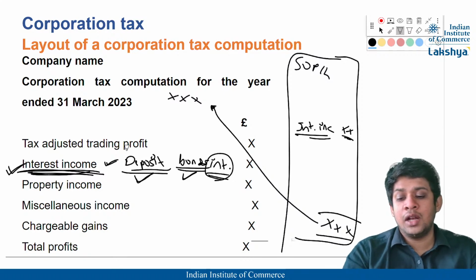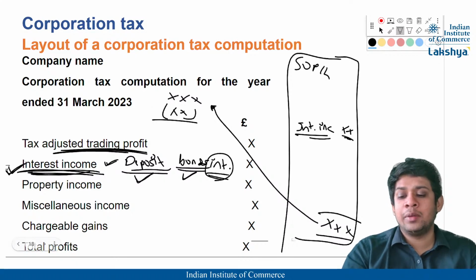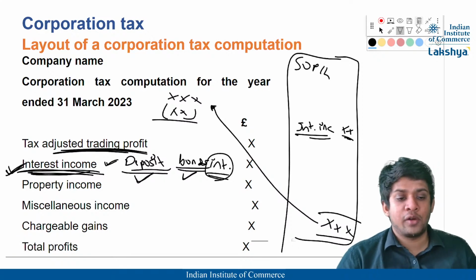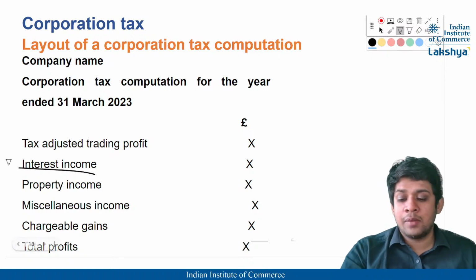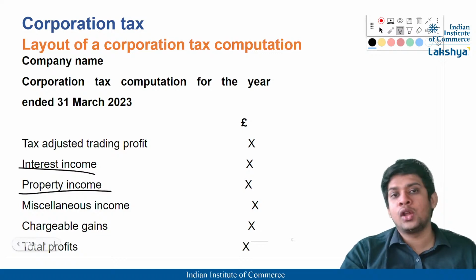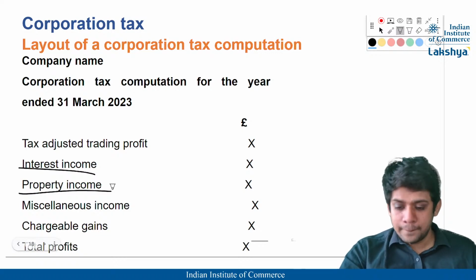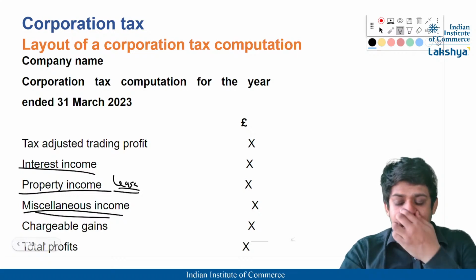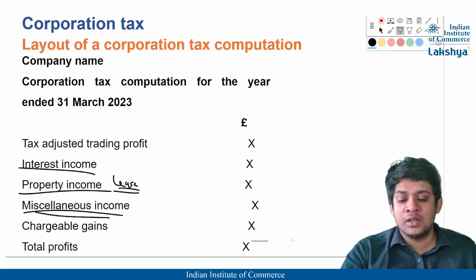Now, interest income will not be included in the tax adjusted trading profit. So while computing the tax adjusted trading profit, that interest income shall be removed, because it will be taxable separately under the head interest income, not under tax adjusted trading profit. Okay. So interest income will be there. Property income is there; maybe I've given some property on rent, or maybe I've given it on lease also. Then miscellaneous income. Miscellaneous income is, guys, any other income which does not fit in any of these heads.